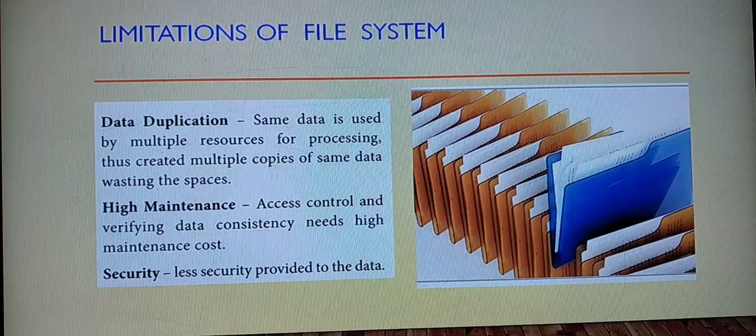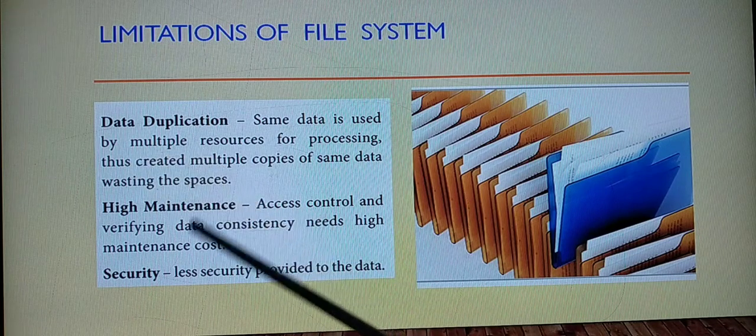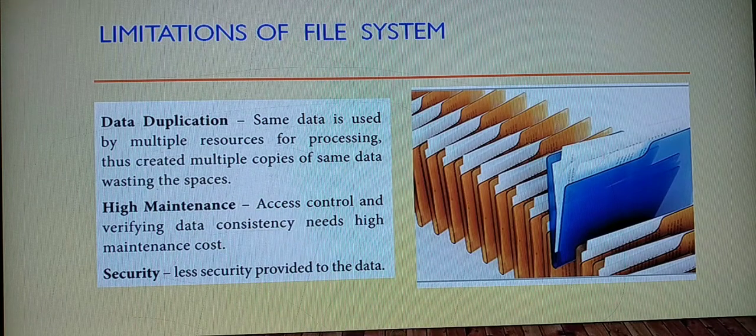Yes, next we are going to see the limitations of file system. That is your 2-mark question. So it is your limitations of file system. This limitation only leads to the next concept, it is your database management system. The first limitation is data duplication. For example, what do you mean by data duplication? The same data will be repeated for you.